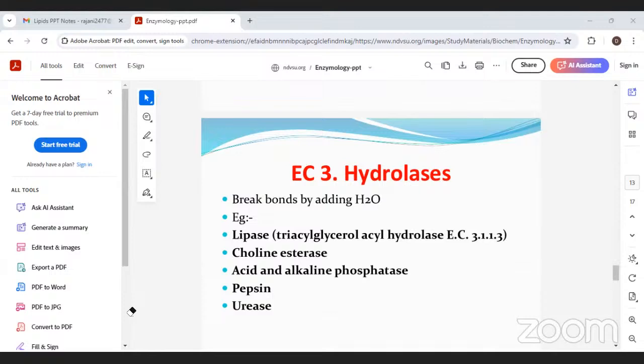The last one is the amidases. They hydrolyse amides into ammonia and acid. Urea is converted by the urease enzyme into ammonia and carbon dioxide. Next is the asparaginase enzyme, giving ammonia and aspartic acid.